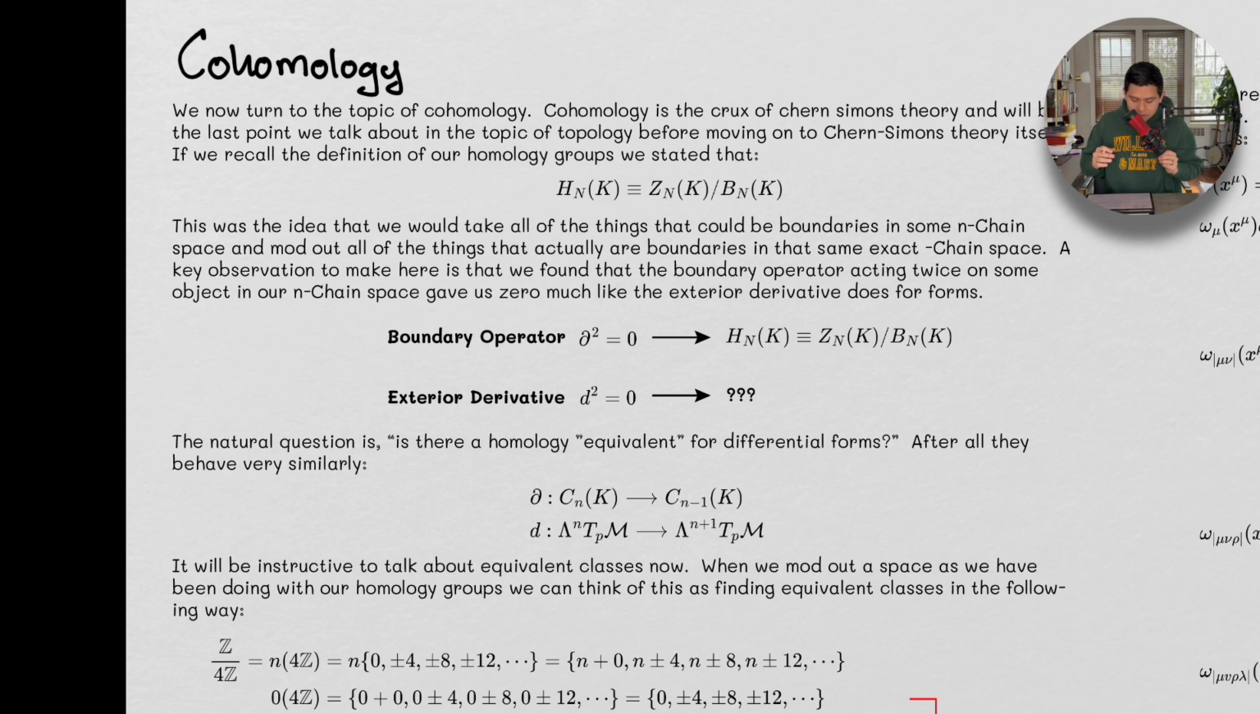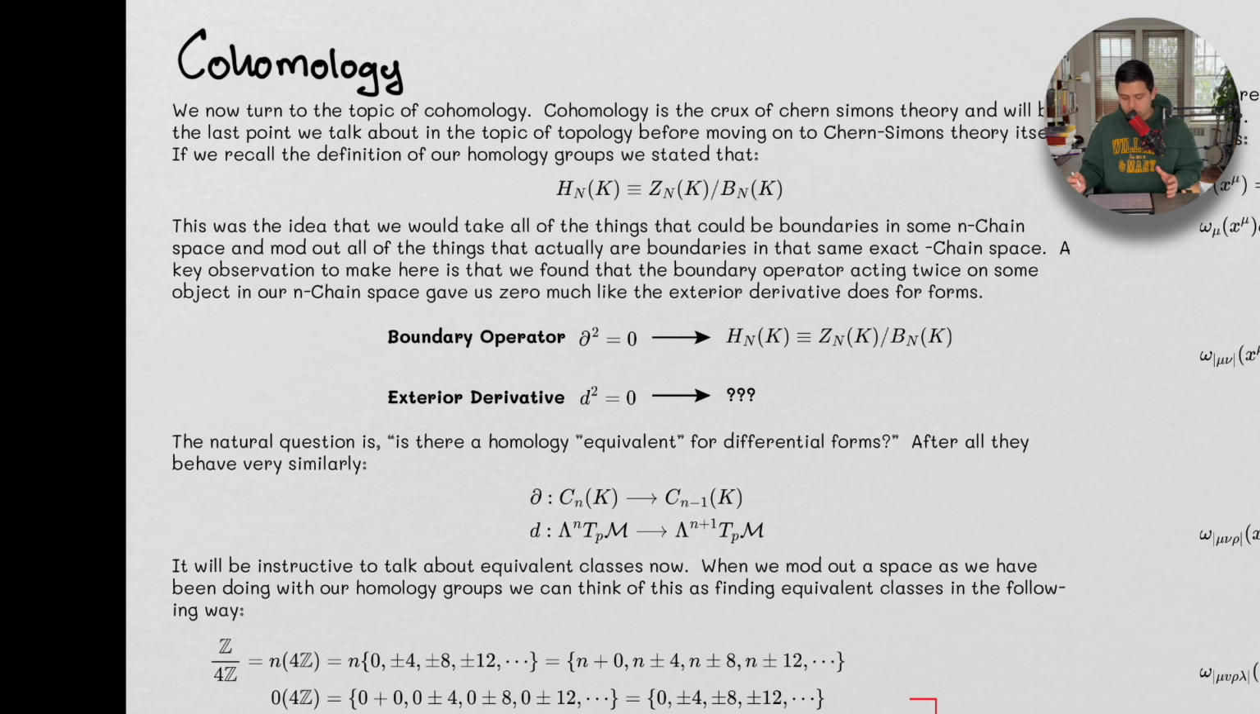So we're turning now to the topic of cohomology. Cohomology is the crux of Chern-Simons theory, and will be the last point that we talk about in the topic of topology before we actually move on to the physics of Chern-Simons theory itself. So if we recall the definition of our homology group, we stated that our homology group was the space of all things that could be boundaries, divided out by all the things that actually are boundaries.